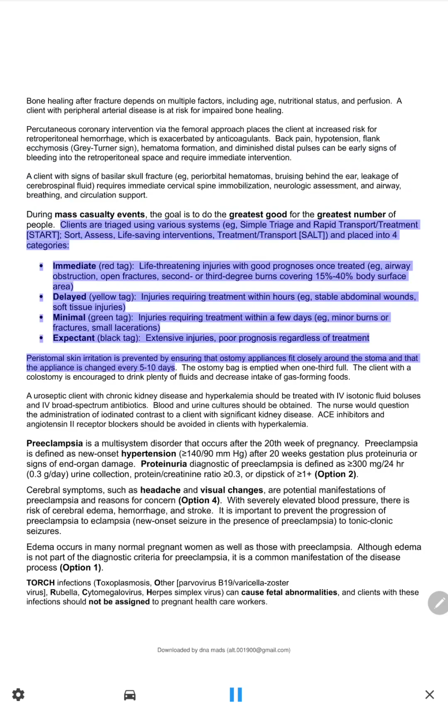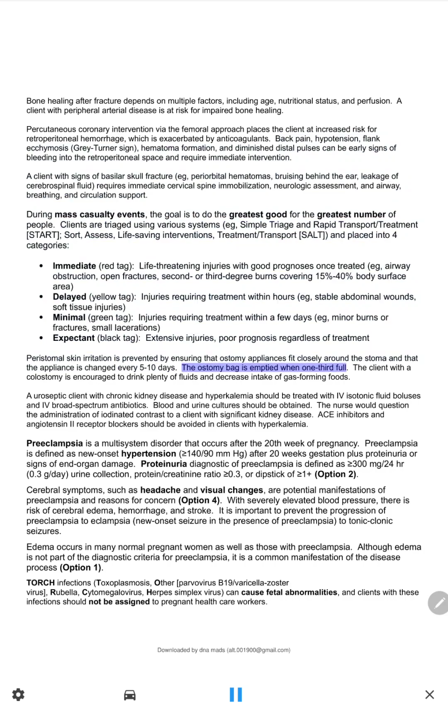Peristomal skin irritation is prevented by ensuring that ostomy appliances fit closely around the stoma and that the appliance is changed every 5 to 10 days. The ostomy bag is emptied when 1/3 full. The client with a colostomy is encouraged to drink plenty of fluids and decrease intake of gas-forming foods.